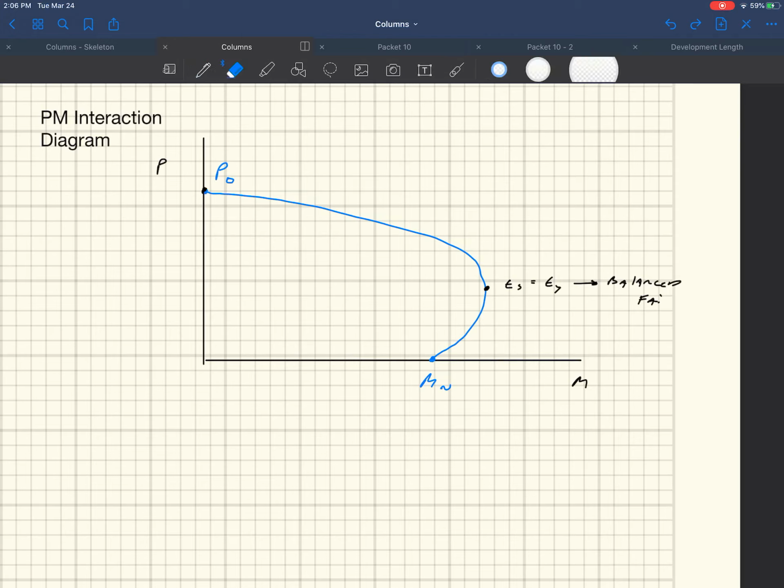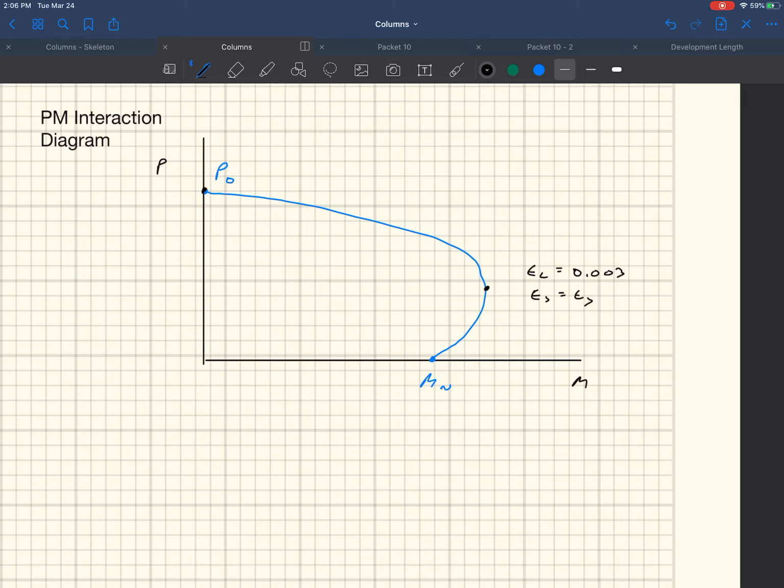Oh no, that's wrong. I have it in my notes, but that's not right. That's where balance failure is, when epsilon sub s is equal to 0.003, right? That would mean that... no. What is it? Concrete crushes at the same time. Oh yeah, that's what it is. Epsilon sub c is equal to 0.003, and epsilon sub s is equal to epsilon sub y.